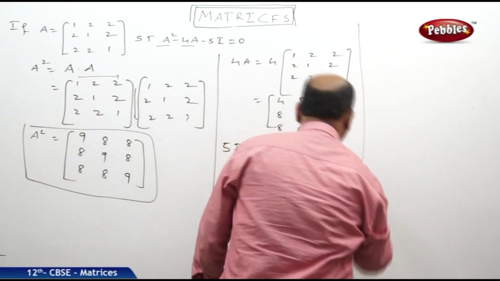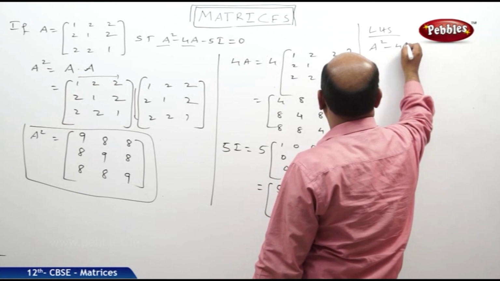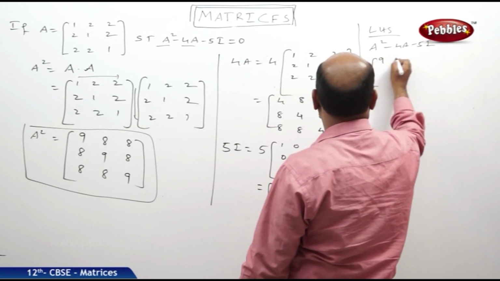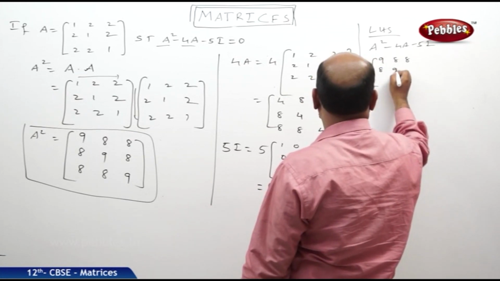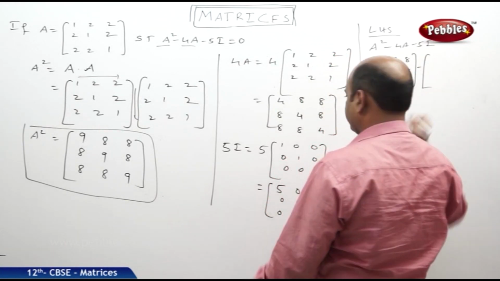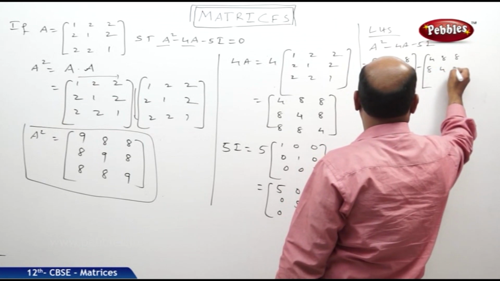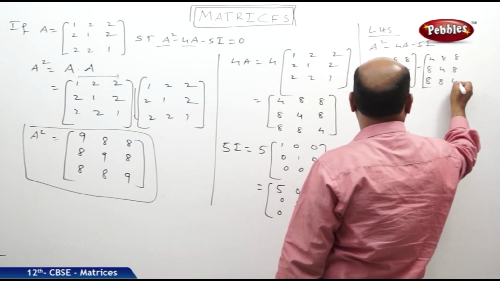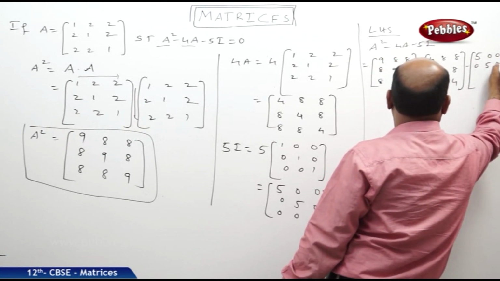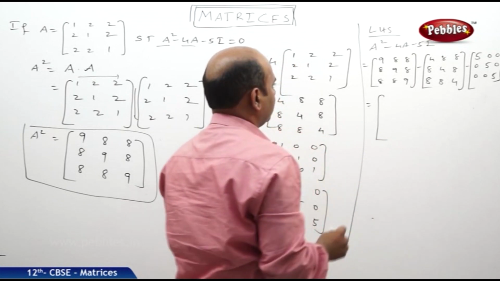After this I will be taking our LHS. So what is our LHS? A square minus 4A minus 5I. So here I will be writing A square: 9 8 8, 8 9 8, 8 8 9, minus 4A. 4A means 4 8 8, 8 4 8, 8 8 4, and the last one 5 0 0, 0 5 0, 0 0 5. Let us check whether it will become 0 or not.